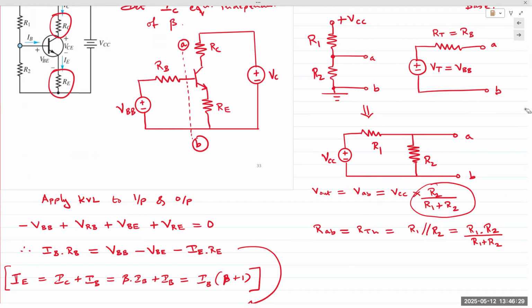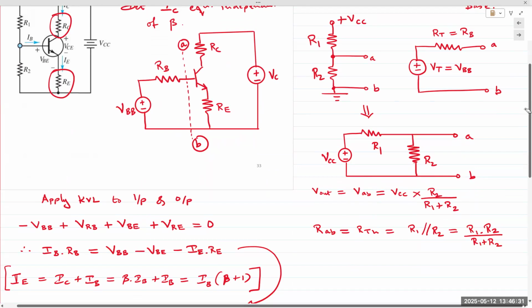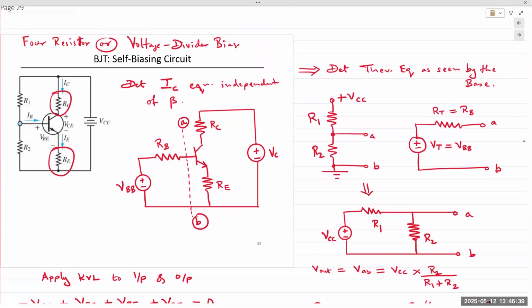So, voltage divider network. I'm assuming you all studied that in 115? Hopefully, yeah. Okay, so that's the voltage that's going in.